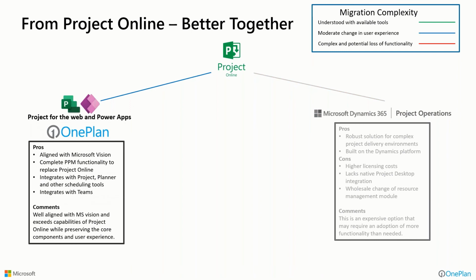Now, the better together is really about adding OnePlan to that Project for the Web and Power Apps. We're still aligned with the Microsoft vision. We provide a more complete PPM functionality that replaces not only the capabilities in Project Online, but adds things that Project Online did not have. It also gives us the ability to not just use Project for the Web, but integrate Project Professional, Planner, Azure DevOps, and other scheduling tools into the mix. And it also integrates with Teams so that people can bring this and surface it within a Teams context as well. So once again, there are options that you have here, and these options are here today.